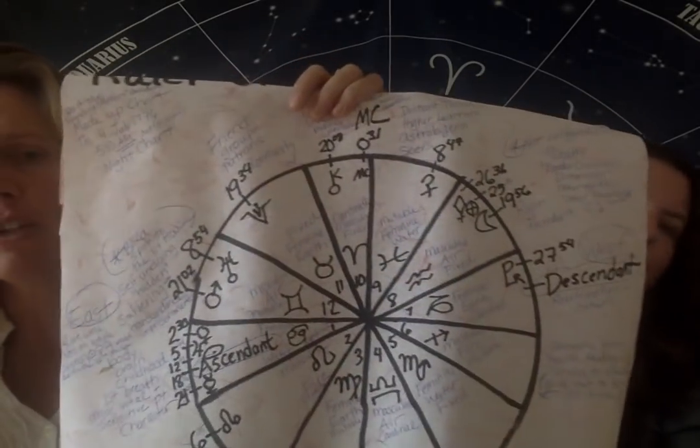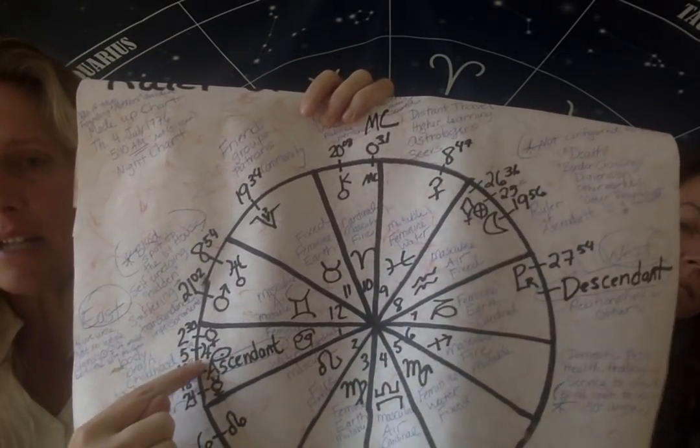Now the next piece is I want to just show you the ascendant is the eastern horizon.